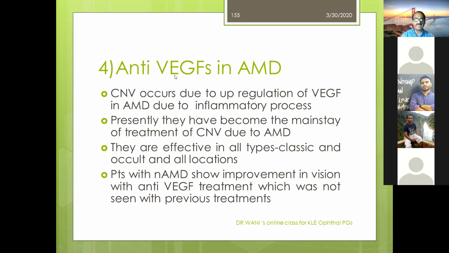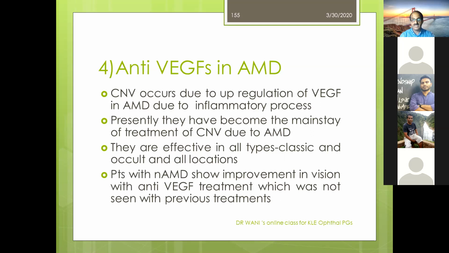You should know, as we discussed in pathogenesis, that CNV occurs mainly due to upregulation of the VEGF. Presently, anti-VEGFs are effective in all types. This is very important. We no need to crack our brains over classic or occult, and all locations, it's very effective. Patients with neovascular AMD show improvement in vision. This was never seen with the earlier treatment.